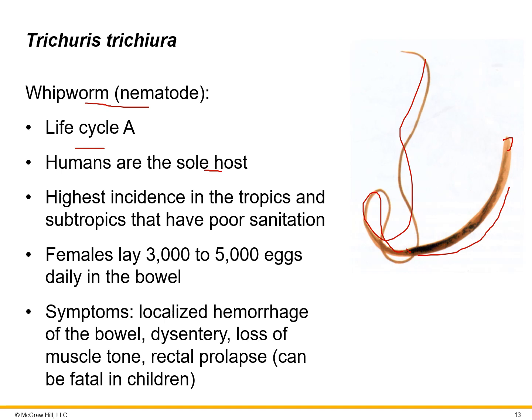But we have a lot of incidents in the tropics and subtropics where we have poor sanitation. Just to put it in perspective, females can actually lay between 3,000 to 5,000 eggs a day within the bowel, so that's how infected these guys are. This one, though, can lead to some hemorrhaging of the bowel, some dysentery, loss of muscle tone, and can be fatal in children.